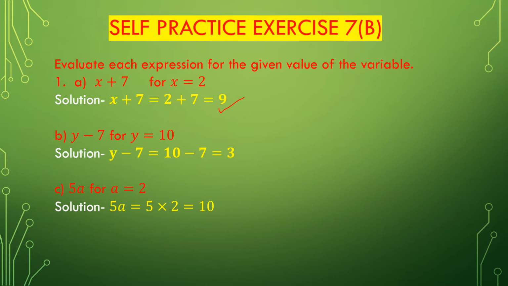Second bit, y minus 7 for y equal to 10. Substitute the value of y as 10 in the expression y minus 7. We get 10 minus 7 equal to 3. So the value of the expression y minus 7 is 3. C. 5a for a equal to 2. We have to substitute the value of the variable a as 2 in the expression 5a. We get 5a equal to 5 multiplied with 2. 5 multiplied with 2 is 10. So the value of the expression 5a is 10.